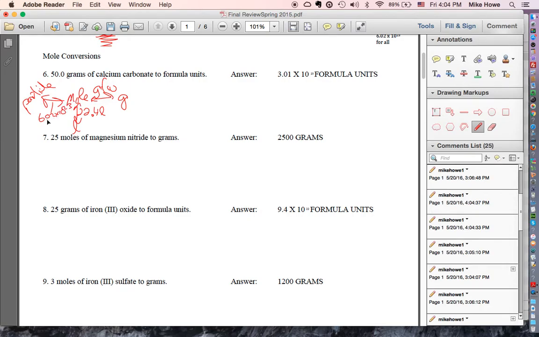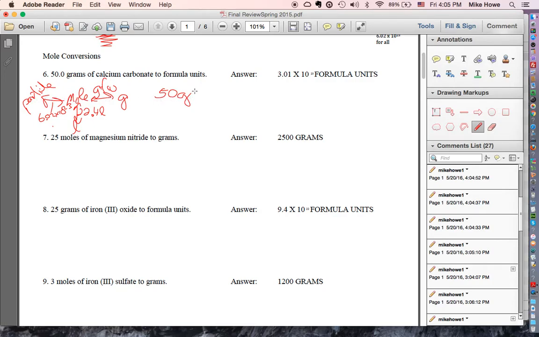All right, there's a decimal point right there, which is always a challenge for me using this pen. There we go. All right, so looking at this one, you got 50 grams of calcium carbonate, and you want to go to formula units. So you got grams, you go into particles, because the formula unit is a particle, it's a piece of it. So first we go to moles, and then we go to particles.